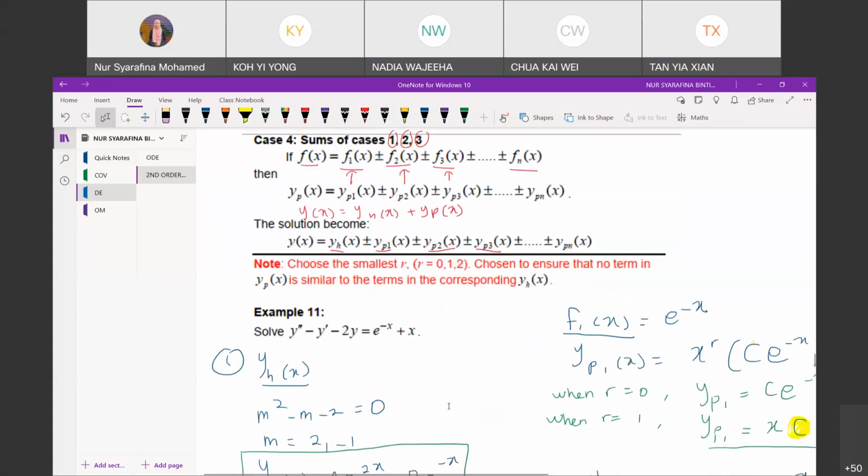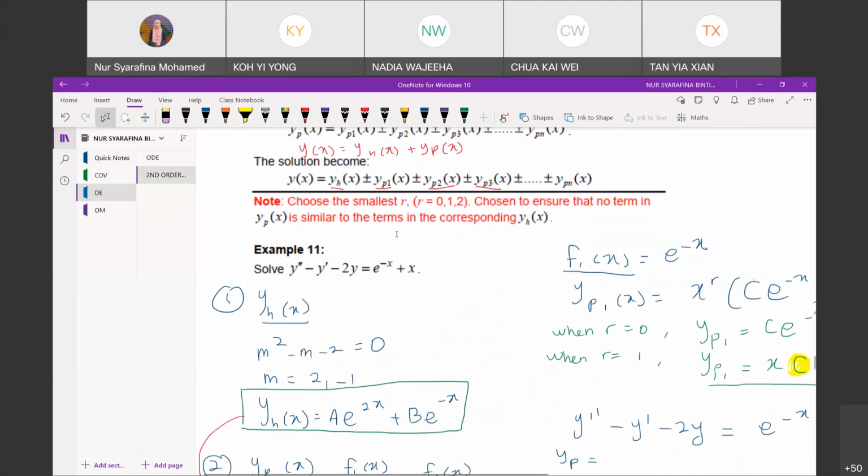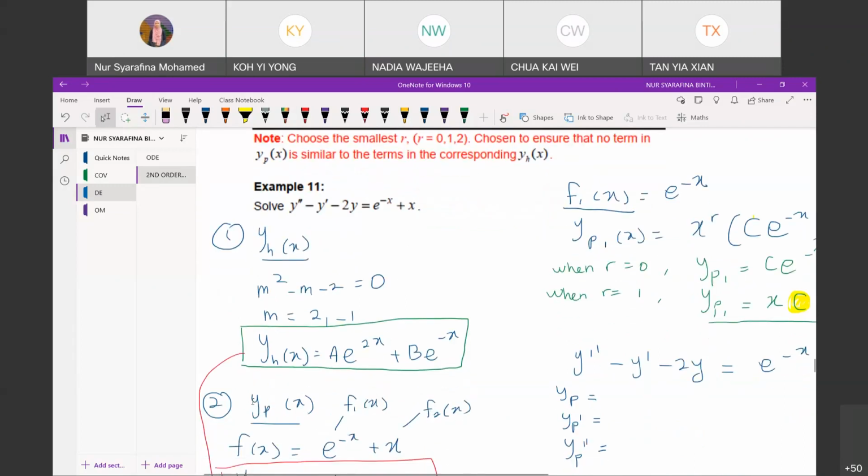Okay, of course, we need to find our yH, right? I just explained here because the procedure is quite the same. We need to find our yH, where yH is to consider the left-hand side differential equation. Okay, then we have our yH.